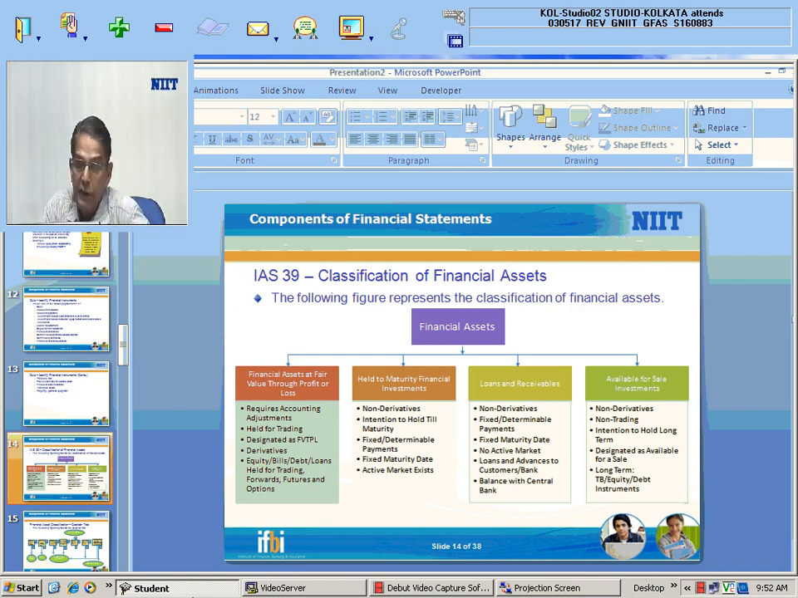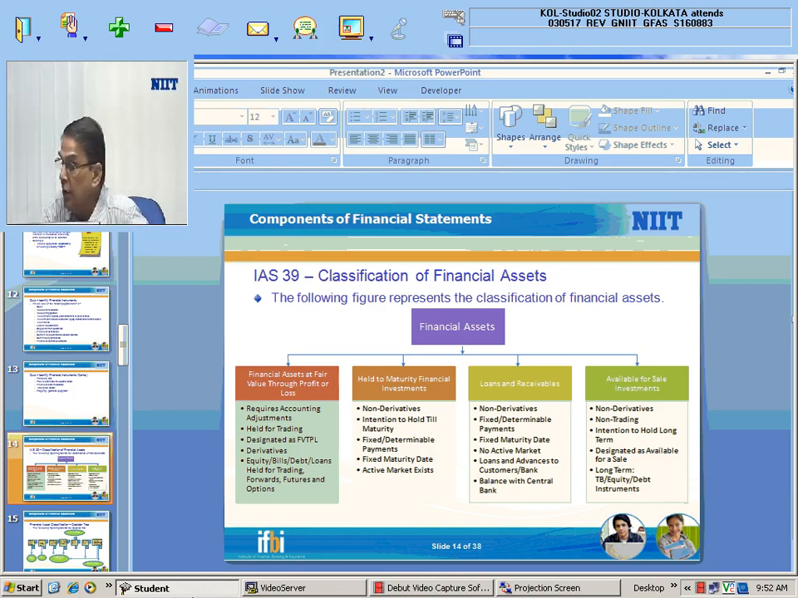The second category of financial assets is held to maturity financial investments. These are non-derivatives, where there is an intention to hold till maturity, fixed and determinable payments, a fixed maturity date, and an active market exists.